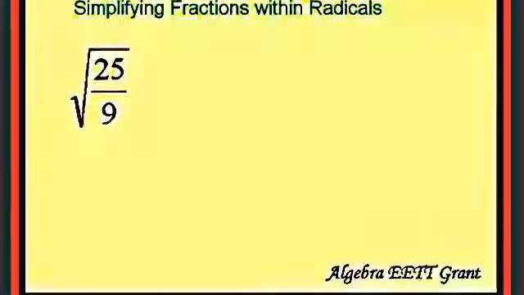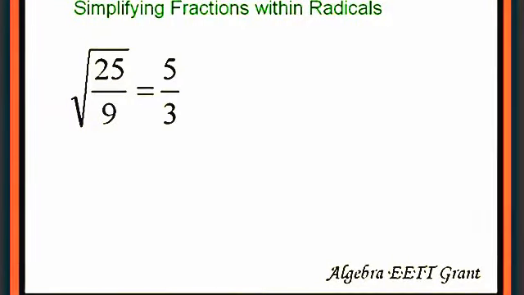So you do the square root of 25, find the answer for that, and then do the square root of 9, find the answer for that. Of course, 25 is in the numerator, so its answer will be in the numerator. 9 is in the denominator, so its answer will be in the denominator. So what is the square root of 25/9? Well, it is 5/3, because the square root of 25 is 5, the square root of 9 is 3.